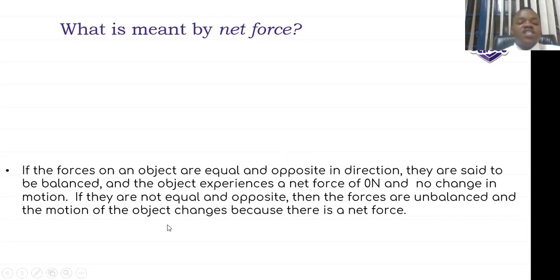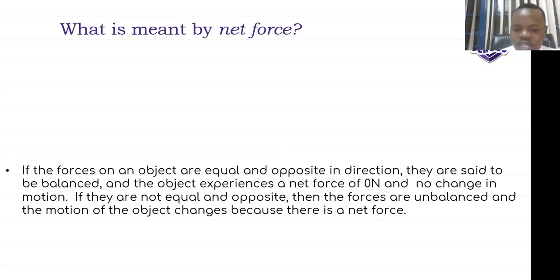If these forces are not equal and they are acting in opposite direction, then the forces are unbalanced. In other words, the motion of the object is going to change. If it was at rest, it will now start to move, and as it starts to move, its velocity keeps on changing because this object will be accelerating. Why is it accelerating? Because now there is a net force.